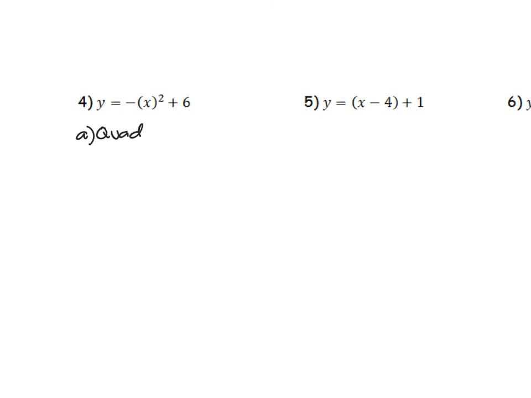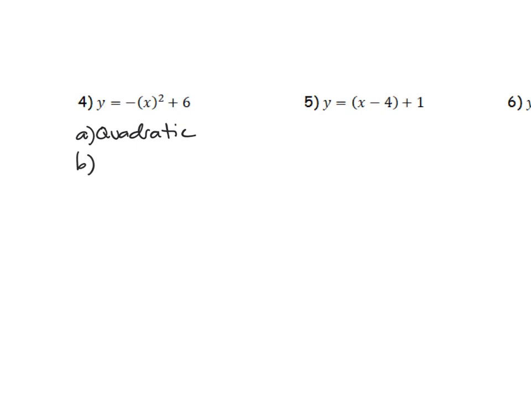All right, we're going to do one more example together, and then I'm going to have you guys try the last two on your own. So we'll do number 4. Number 4, I recognize the quadratic or the exponent of 2. That means my family of functions is a quadratic.